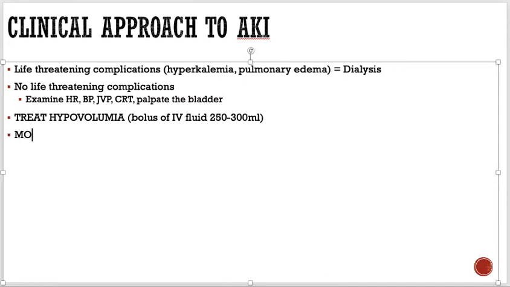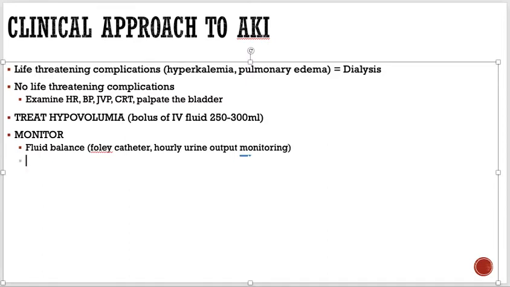Then we monitor the patient for different things, like fluid balance. How can we do fluid balance monitoring? By passing a Foley's catheter, and after passing the Foley's catheter, do hourly urine output monitoring. Keep on checking the potassium, very, very important, because hyperkalemia can lead to arrhythmias.